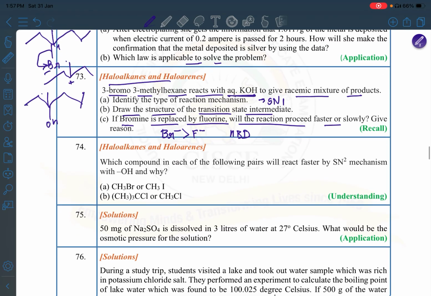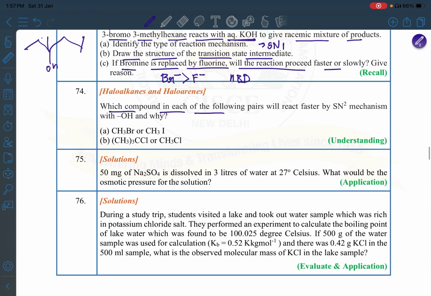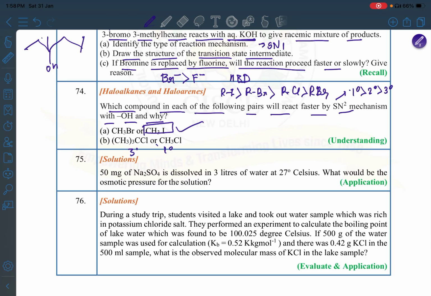replicate this answer. Okay. Then question number 74. Which compound in each of the following pairs will react faster by SN2 mechanism with OH minus and why? Okay. So SN2 is a single step process and the rate of reaction is 1 degree, 2 degree and 3 degree. And for the alkyl halide, the reactivity of iodide is more than bromide and then chloride and then fluoride. Okay. So iodine will leave easily compared to bromine, and it is a 1 degree, it is a 3 degree, so 1 degree reacts first. So for both, the second will be correct. Okay, the second will be faster towards SN2.